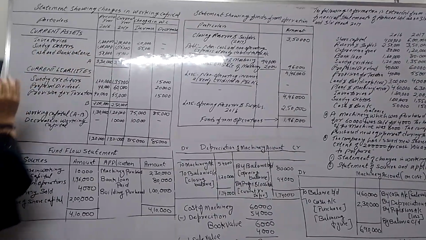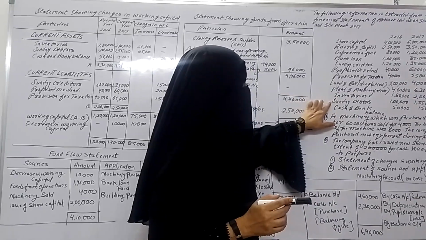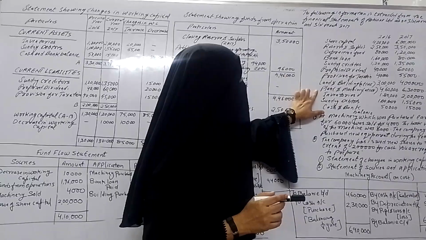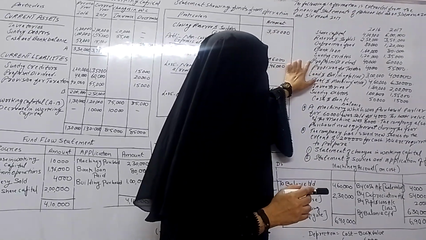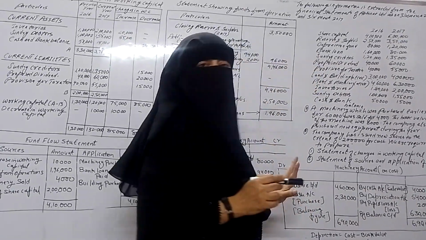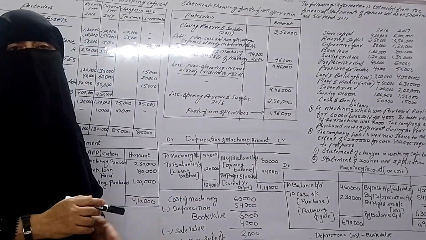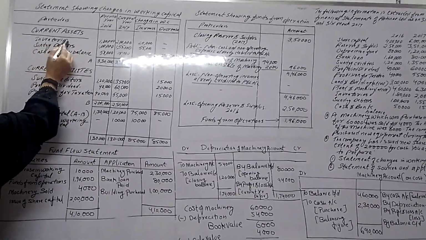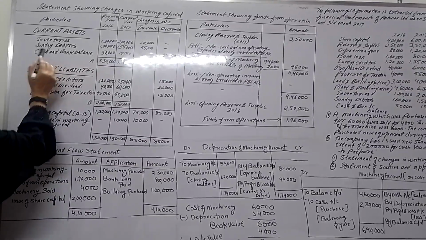Now for working capital statement, first we have to write current assets. This is the heading. Under current assets, in the question, current assets are inventories, debtors, cash and bank balance. And land and building, plant and machinery, these are the fixed assets. And current liabilities are proposed dividend, provision for tax, sundry creditors. These three are the current liabilities. So for preparation of working capital statement, we need the current assets and current liabilities.